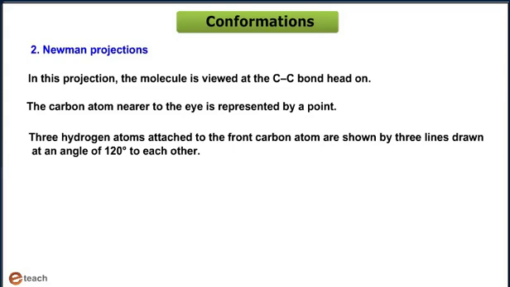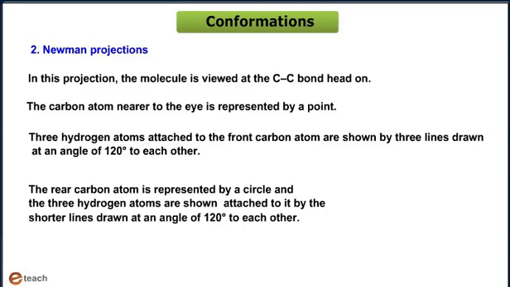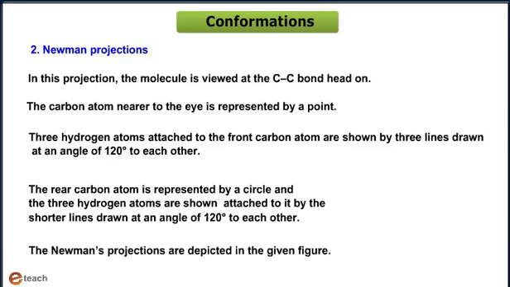The rear carbon atom is represented by a circle and the 3 hydrogen atoms are shown attached to it by shorter lines drawn at an angle of 120 degrees to each other. The Newman projections are depicted in the given figure.